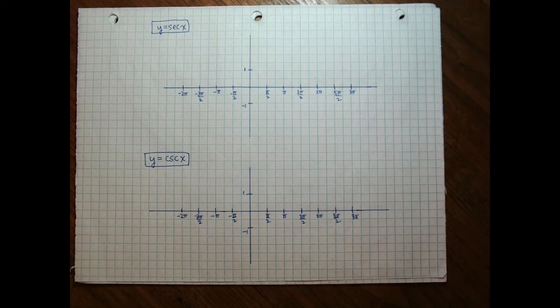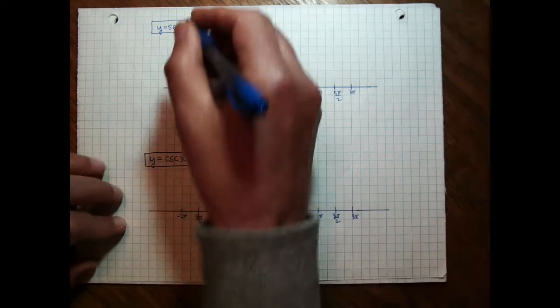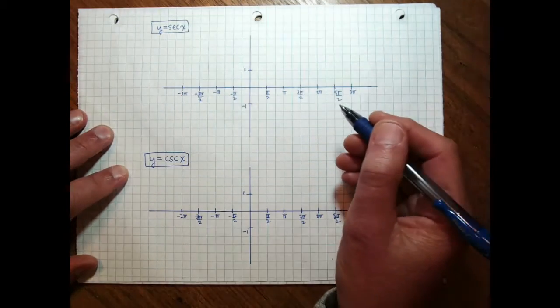Now we're going to graph the secant and cosecant functions. And the way to remember these graphs is kind of similar to what we did with tangent and cotangent. We're going to rely on what we know about sine and cosine. And so let's start with secant here up at the top.